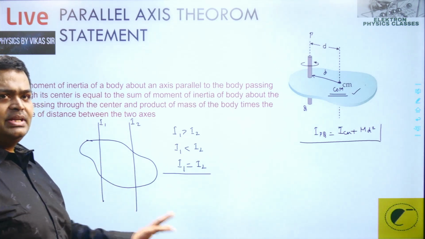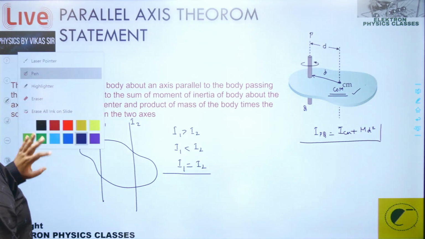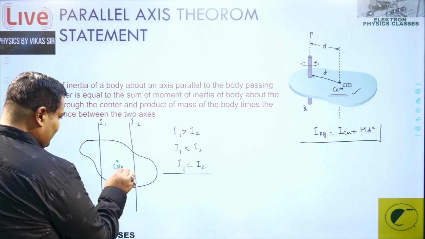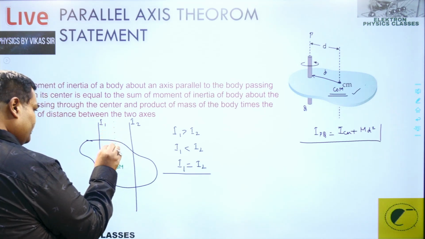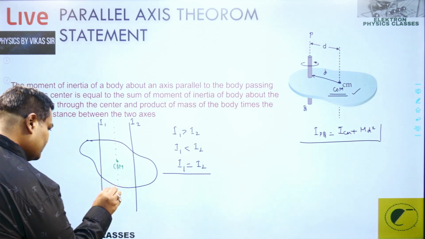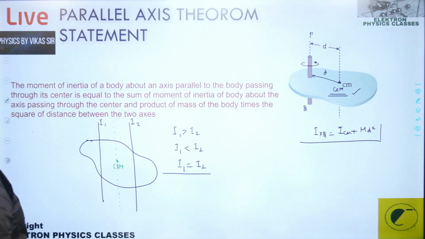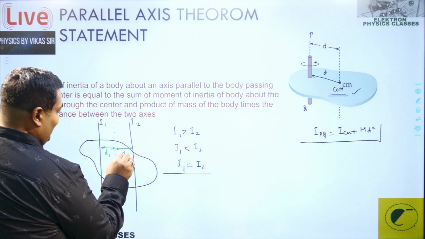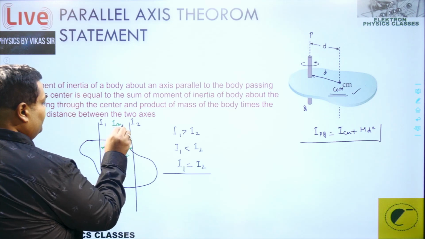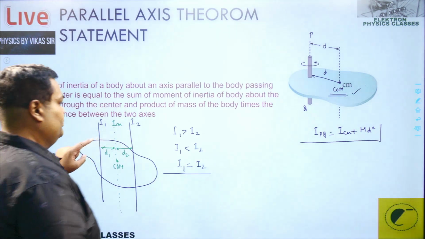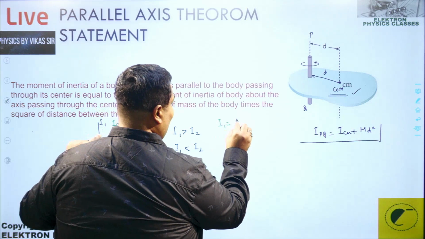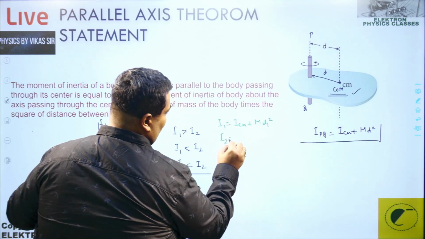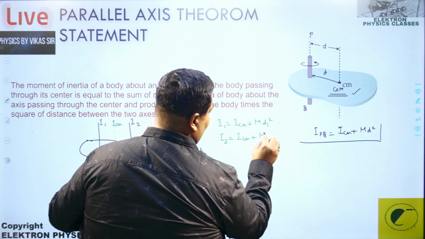As for this figure, if we assume the center mass lies exactly here, there will be an axis over here, like this, right? This distance may be, let's say, d1, and this will be d2, and this is supposed to be ICM. So how do we write I1? I1 will be equal to ICM plus M into d1 square. How do we write I2? That is ICM plus M into d2 square.